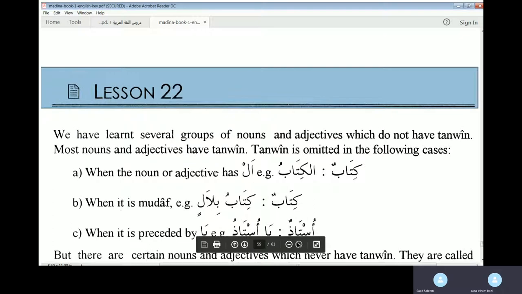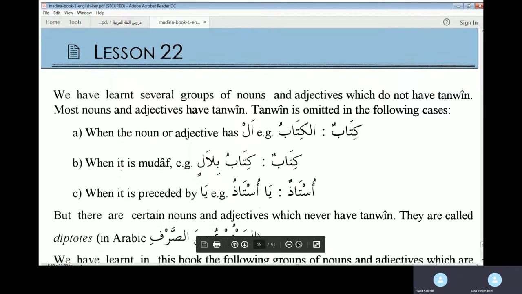22. We have learned several groups of nouns and adjectives which do not have tanween. Most nouns and adjectives have tanween. Tanween is omitted in the following cases. For example, when the noun or adjective has al, it's definite.